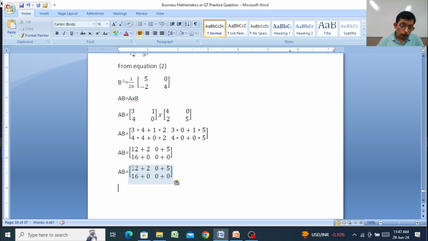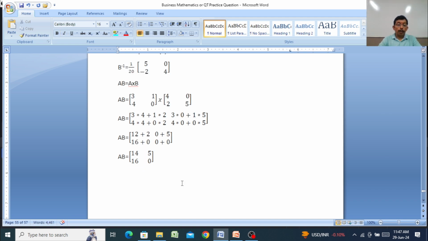Then 12 plus 2 is 14, 0 plus 5 is 5, 0 plus 16 is 16, 0 plus 0 is 0. This is the value of AB. Now find the inverse of AB.